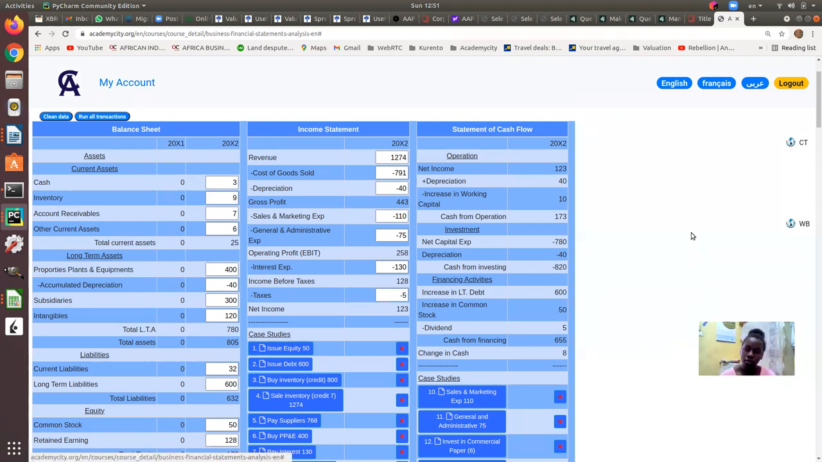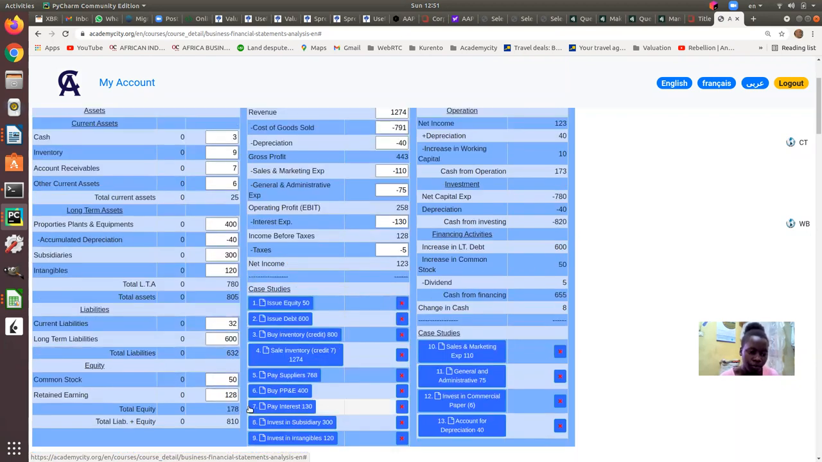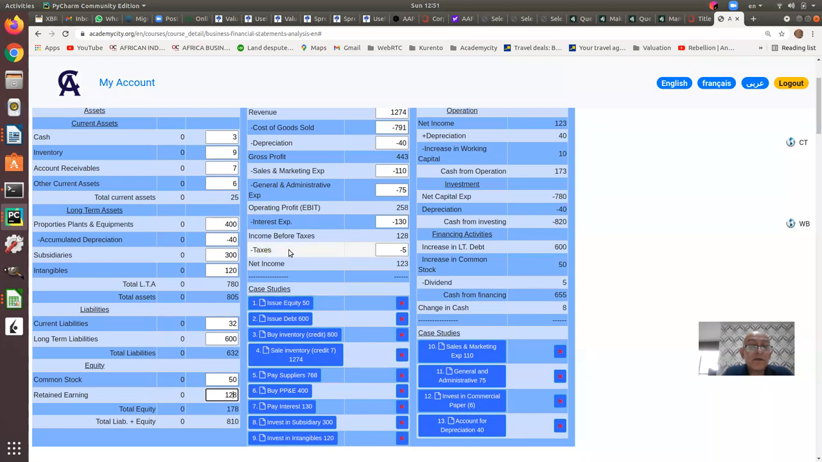My mistake. This should be 123, there's an error here. Net income before taxes, this is an error. Brenda, will you write it down, please? This one should be exactly the 123. There's an error here I discovered.